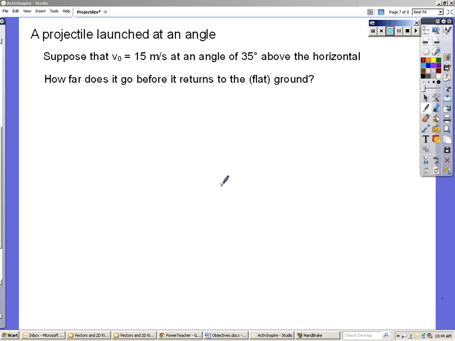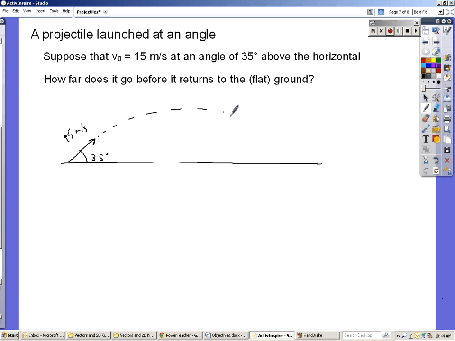In this case, we've got an initial velocity of 15 meters per second, and the angle is 35 degrees above the horizontal. It's launched from flat ground, and we want to know how far it goes before it returns to the flat ground. So there's the ground, our initial velocity is 15 meters per second, that angle is 35 degrees. It's going to take a parabolic trajectory like so, and we want to know delta x, how far it goes.